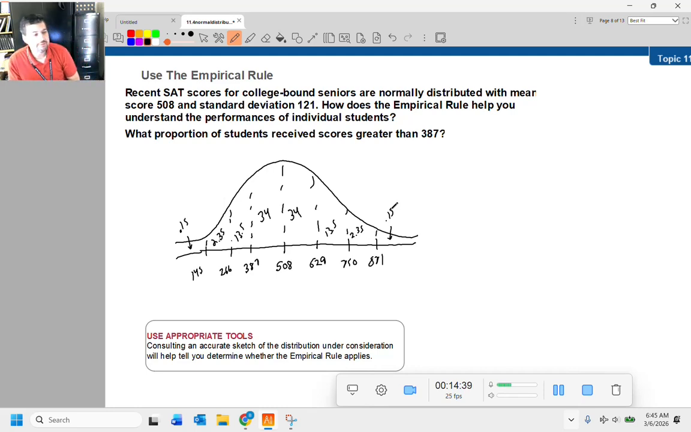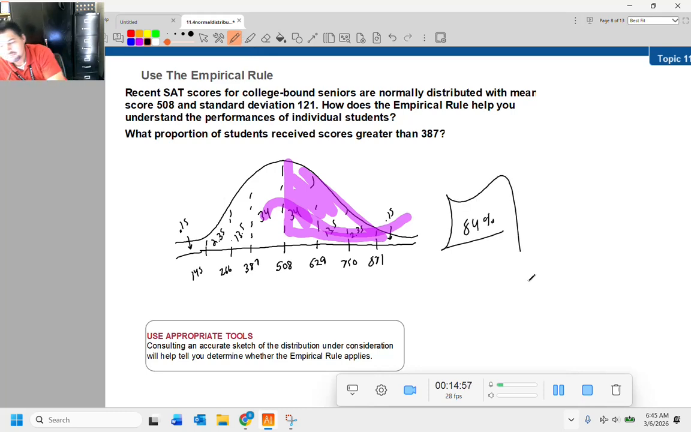What percent of students had scores higher than 387? That's going to be all of this, right? Now, I know that this stuff right here is 50%. And 50 plus 34 is going to be 85. Sorry, 84%. Easy peasy lemon squeezy.